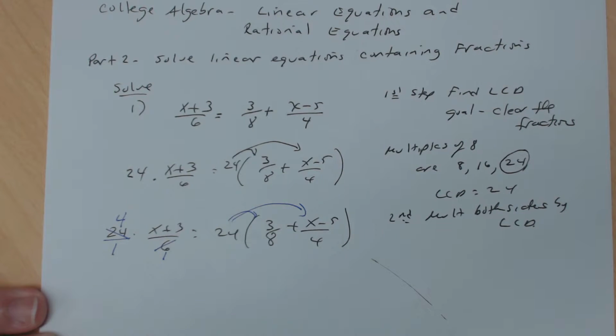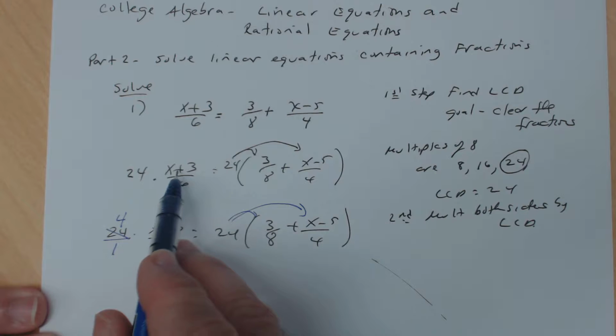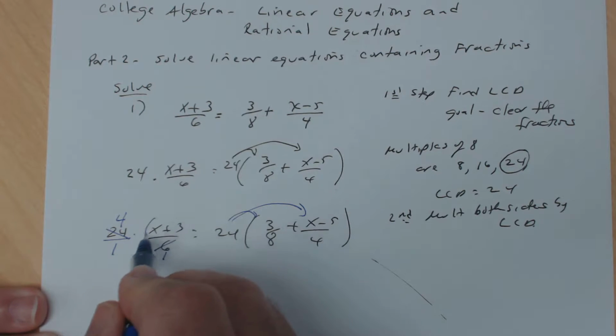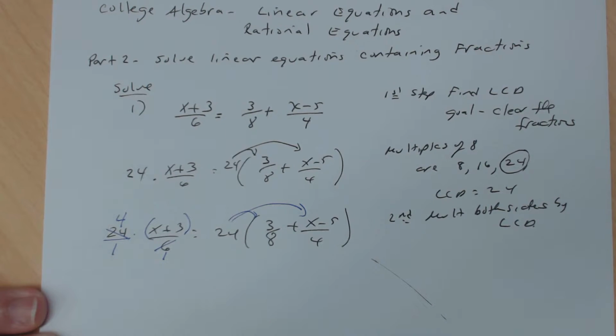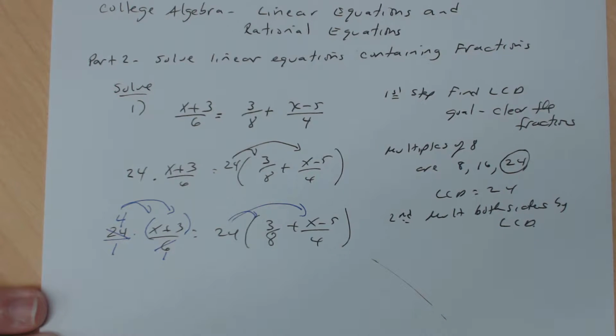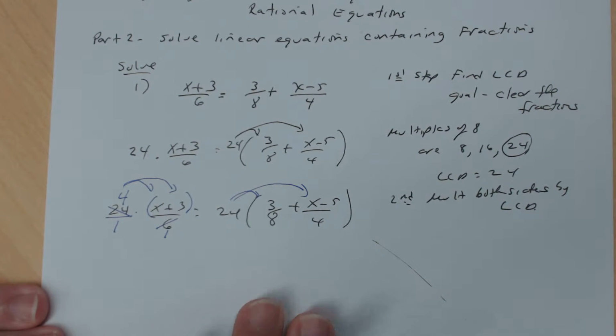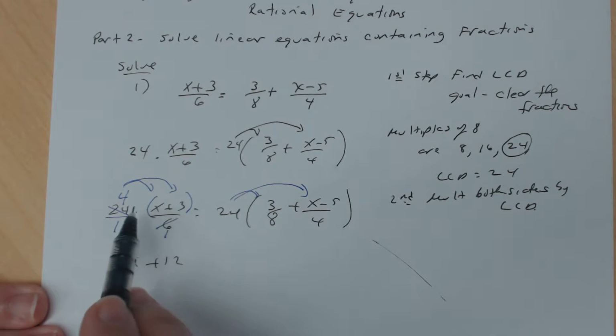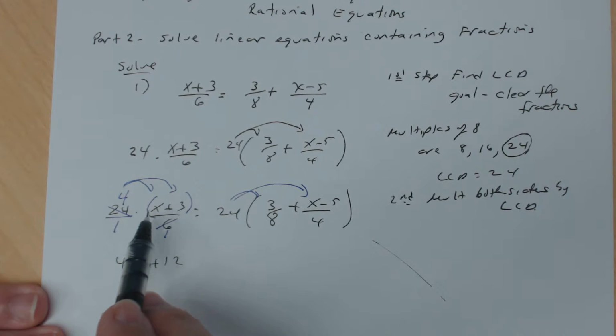So the safe thing to do is this. When you do have one fraction like this and there's a binomial or more than one term in the numerator, then put that in parentheses just like this. And now you're going to distribute the 4 through here. So lots of little things you have to remember from a previous course. So 4 times x is 4x. 4 times 3 is 12. So that should be 4x plus 12, not 4x plus 3. That's why it's important you put parentheses.